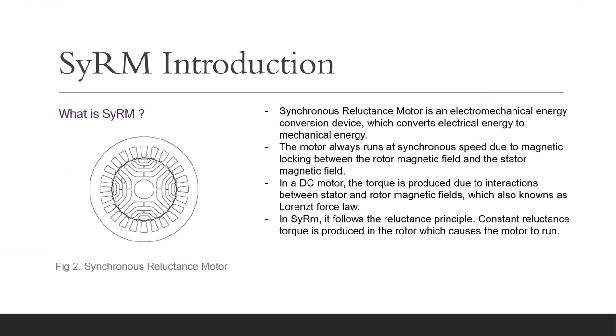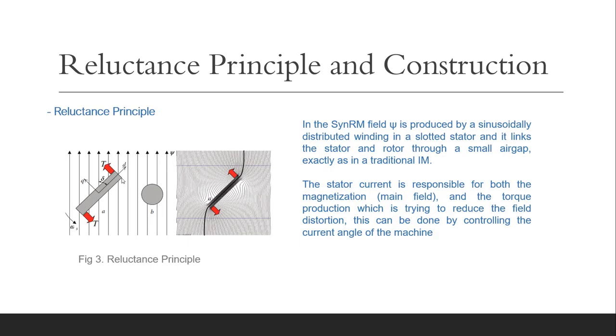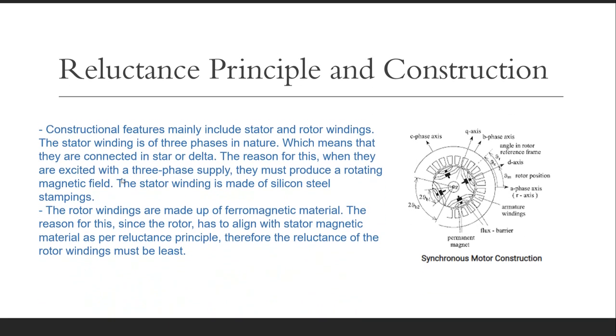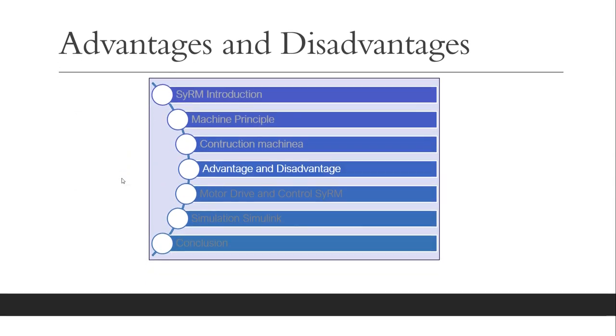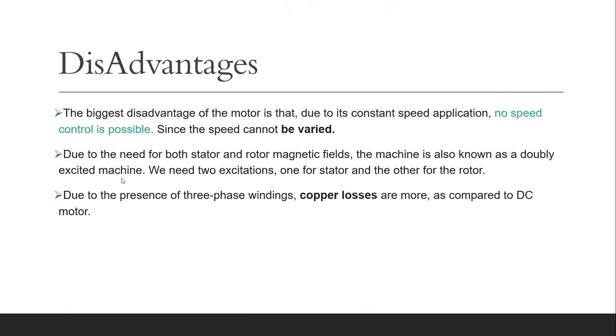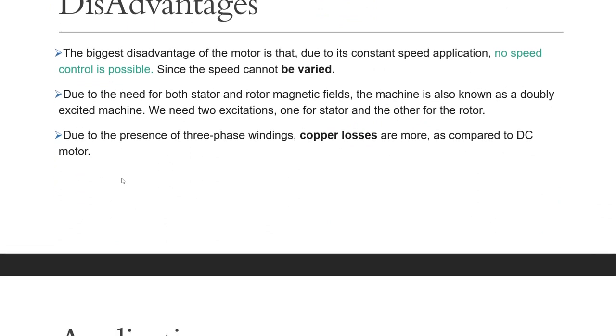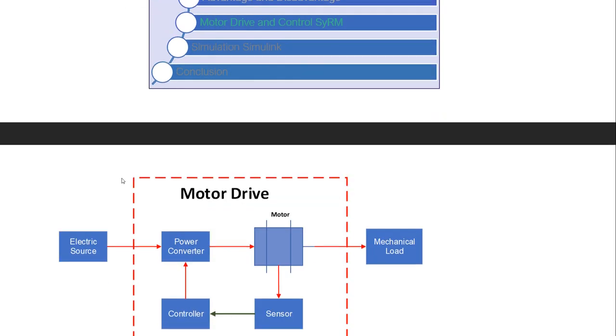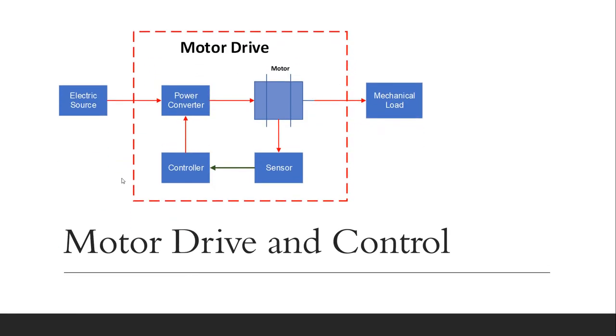So a synchronous reluctance machine is basically an electromechanical energy conversion device which can convert electrical energy to mechanical energy. Last time we looked at the machine principle, which is the reluctance principle, and we covered the advantages and disadvantages of the motor drive and some applications of this motor. Now we are talking about the motor drive, how to control this machine.